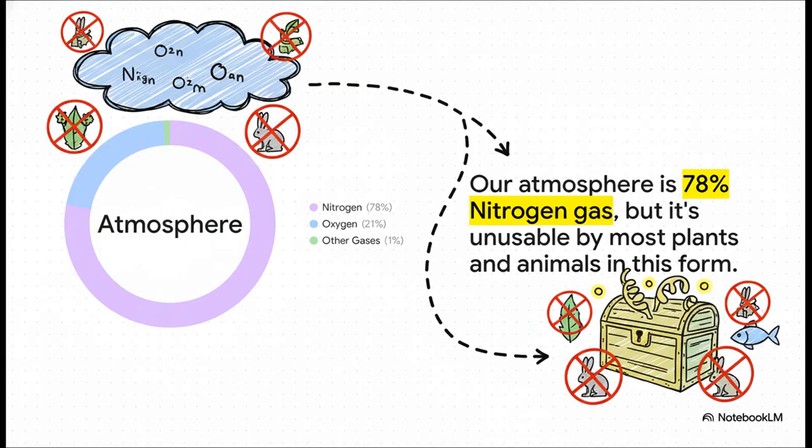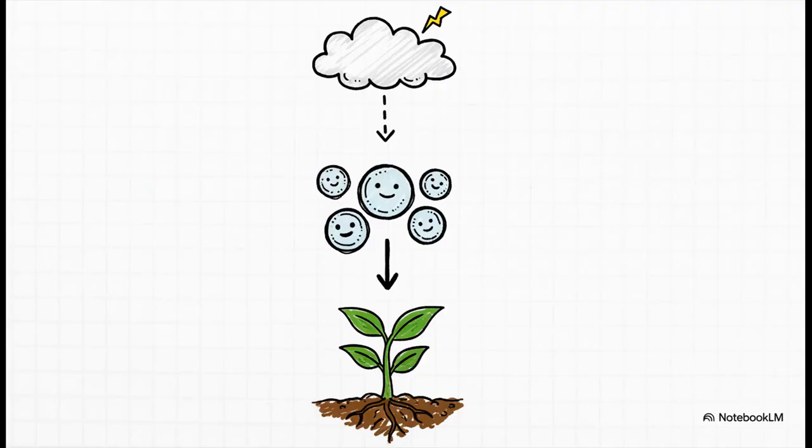Just look at this chart. It is staggering. A full 78% of the air you are breathing right now is nitrogen gas. We need it, plants need it, it's a key building block for life. But here's the catch. In this gas form, it's totally useless to most living things. It's like being thirsty in the middle of an ocean of salt water. So something has to change it.